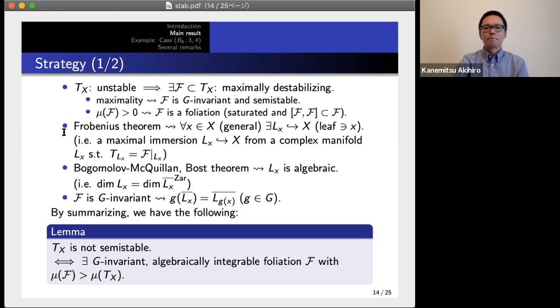Okay, now fix a general point x in X. Then by the Frobenius theorem on integrability, we have the leaf L_x through this point x. And what is this? This is a holomorphic immersion from a complex manifold L_x, such that the tangent bundle of L_x coincides with F in the tangent bundle of X. And this L_x is maximal with respect to this condition.